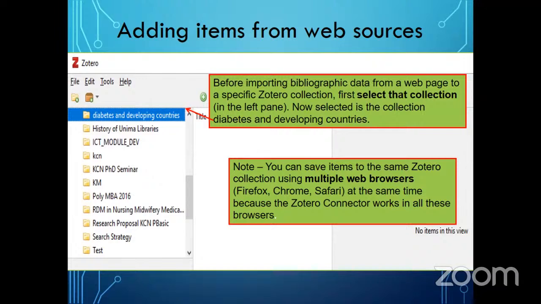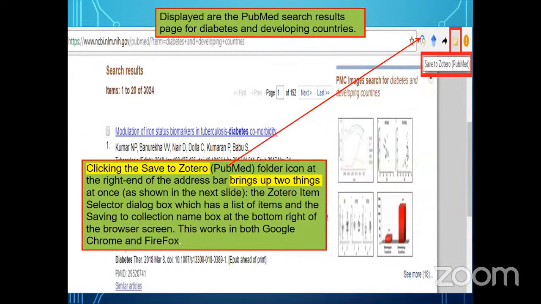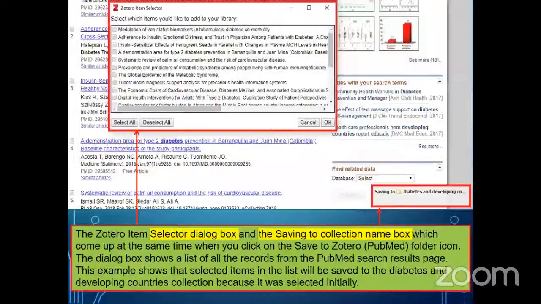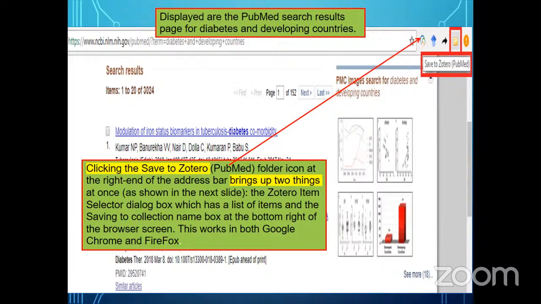Also, I want to bring to your attention that you can save items to the same Zotero collection using multiple web browsers like Firefox, Chrome, Safari at the same time, because the Zotero connector works in all these browsers. Now, if you display PubMed search results, you go to PubMed, you write down the subject that you're working on. It's going to bring you a lot of results related to your subject. If you click the Save to Zotero icon in the far right, it's going to bring up two boxes. We're going to see in the next slide the two boxes that show up after you click on Save to Zotero.